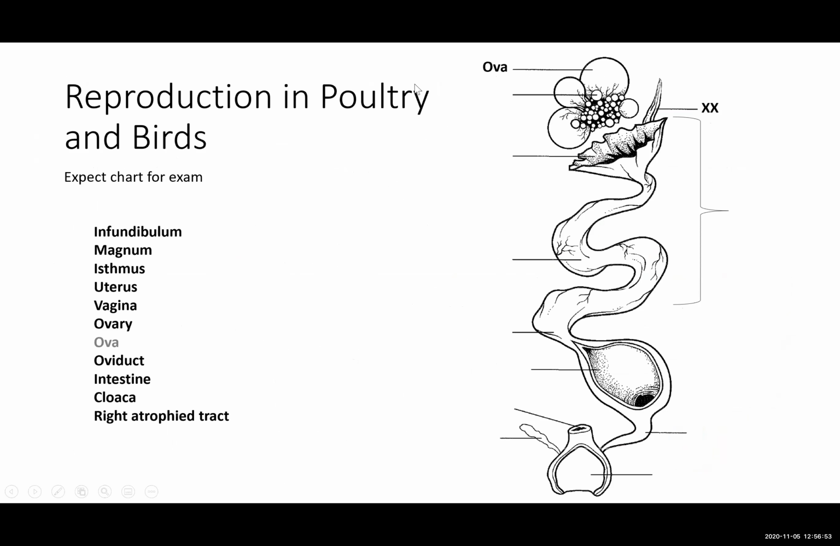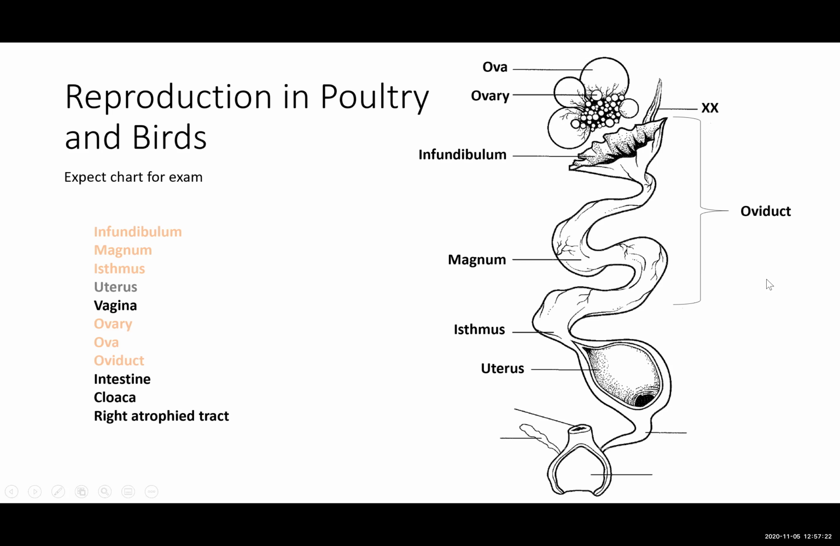The top is the ova. It's an egg. The ovum, just like in mammals, very similar. And all of this is the ovary. It goes into the infundibulum, which is the funnel that catches it, just like in mammals. And then goes on into what we call the magnum, down into the isthmus. And all of this is the oviduct. So again, there are some similarities in terminology here.